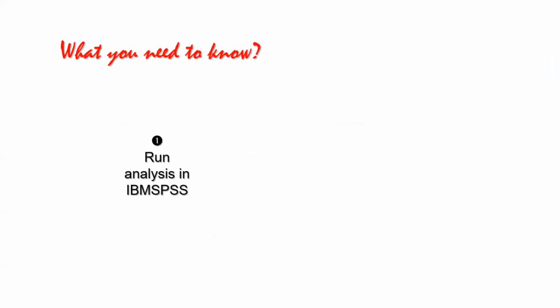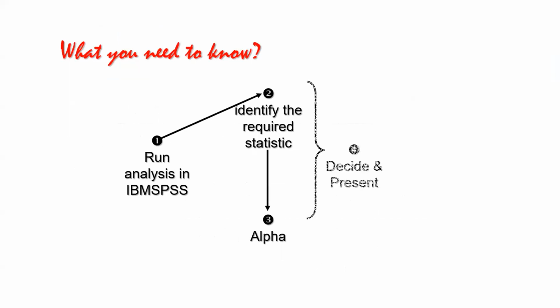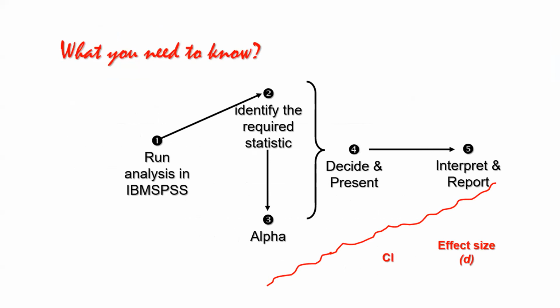Okay, so what you need to know: first run the analysis in IBM SPSS, identify the required statistics, set the alpha, decide and present, and then interpret and report the finding. You can also use the confidence interval as the option or alternative for the significant value, and then you report or quantify the effect size by using the eta squared or omega squared.